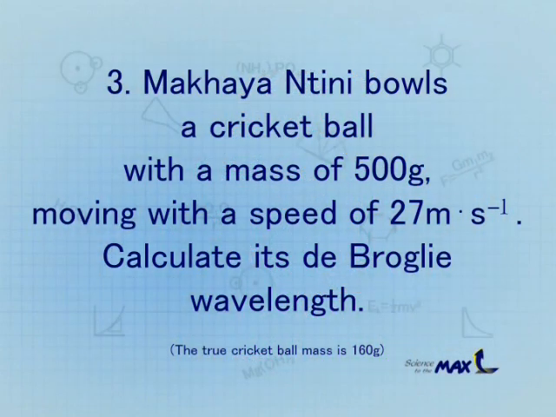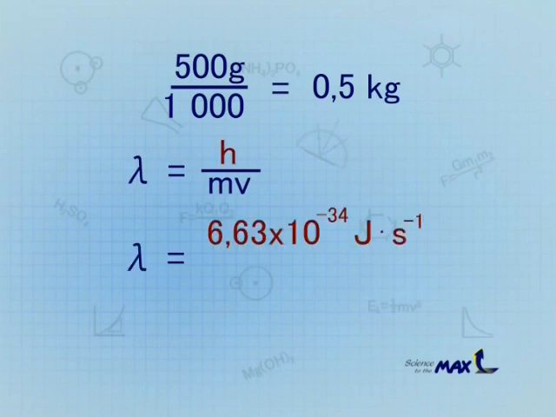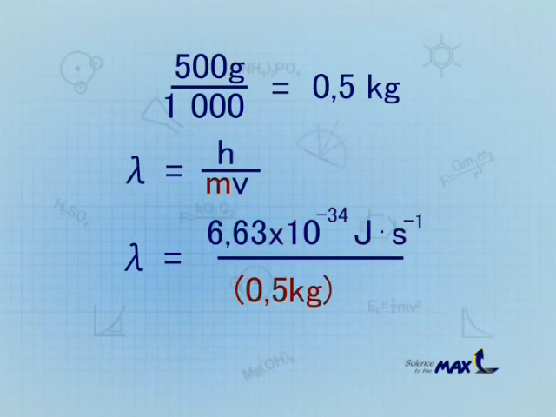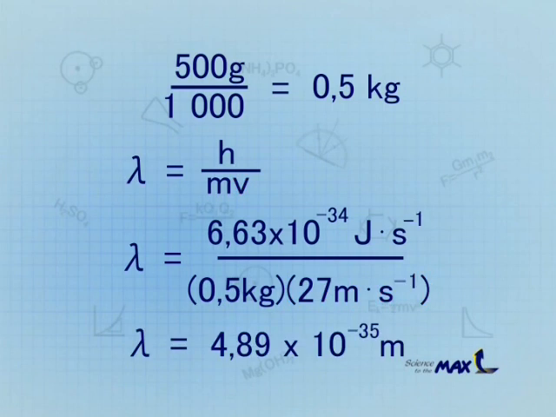Makhaya Ntini bowls a cricket ball with a mass of 500 grams, moving with a speed of 27 meters per second. Calculate its de Broglie wavelength. First, convert the grams into kilograms by dividing by 1,000. Lambda is equal to h divided by m and v, where h is Planck's constant, which is 6,63 times 10 to the power negative 34 joules per second. M is 0,5 kilogram, and the velocity of the ball is 27 meters per second. The answer is 4,89 times 10 to the power of negative 35 meters.